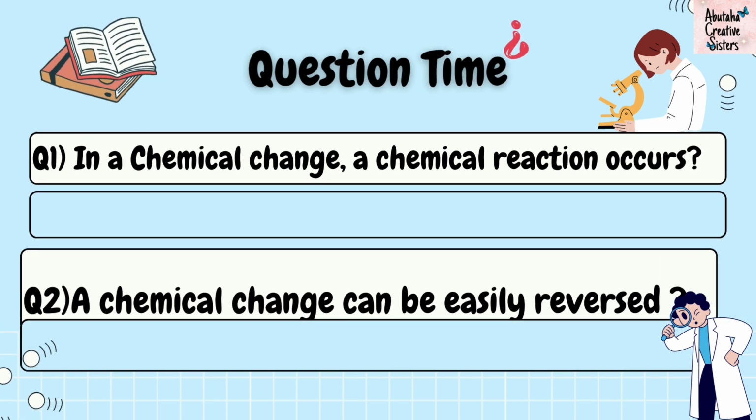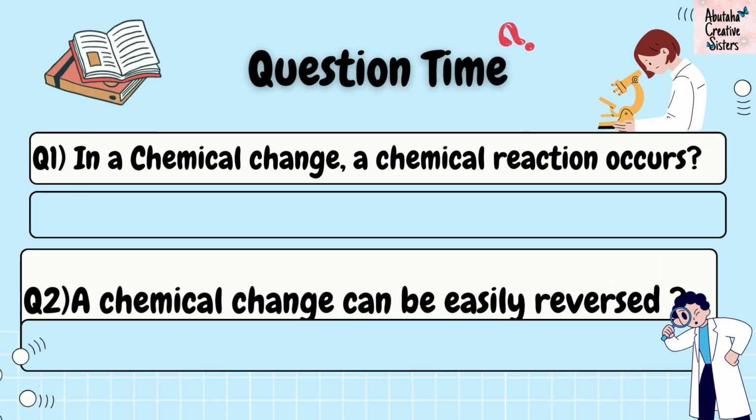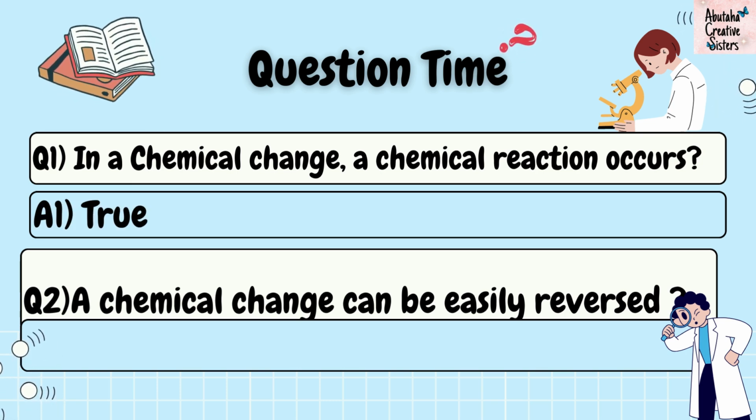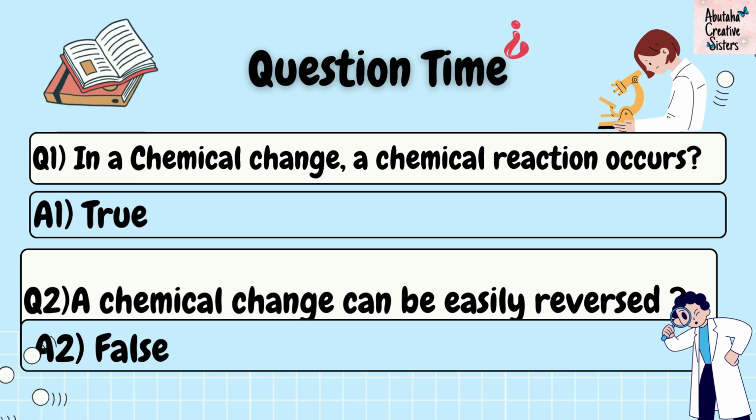Question time. In a chemical change, a chemical reaction occurs. True. A chemical change can be easily reversed. False.